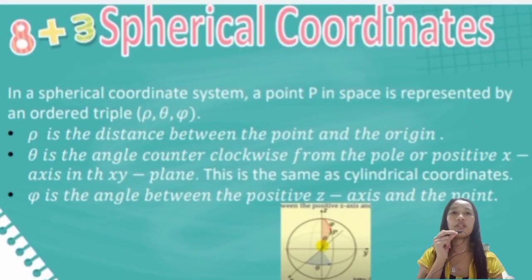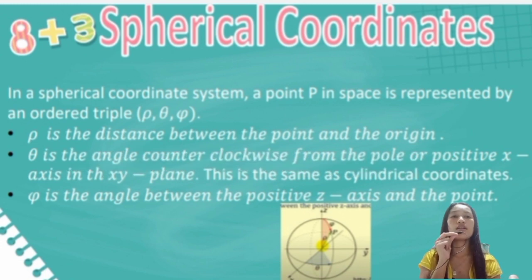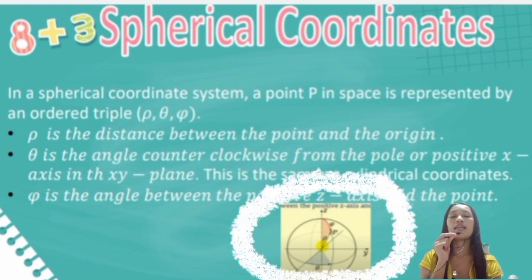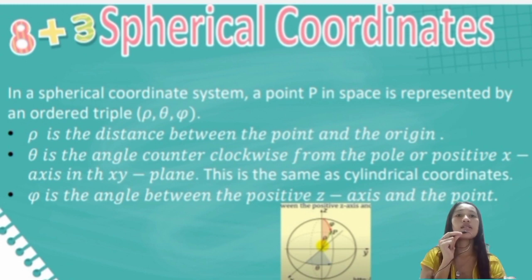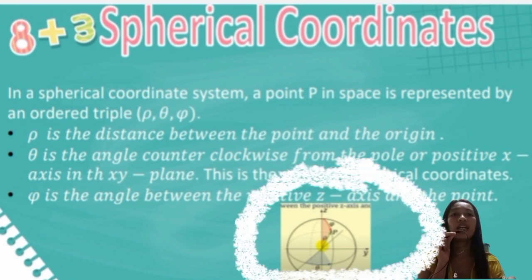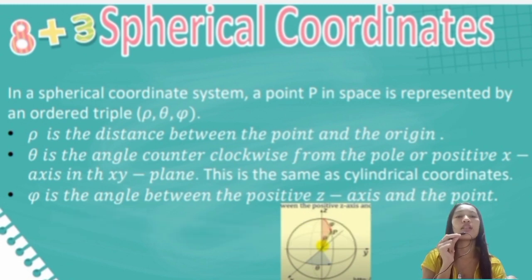In a spherical coordinate system, a point P in space is represented by an ordered triple (rho, theta, phi), where rho is the distance between the point and the origin, as you can see here in green. Theta is the angle counterclockwise from the pole or positive x-axis, as you can see here in blue. Phi is the angle between the positive z-axis and the point, as you can see here in red.